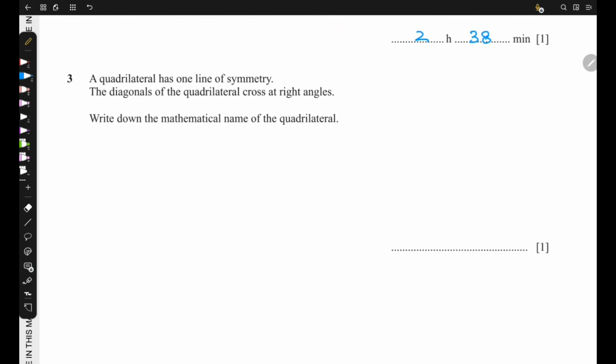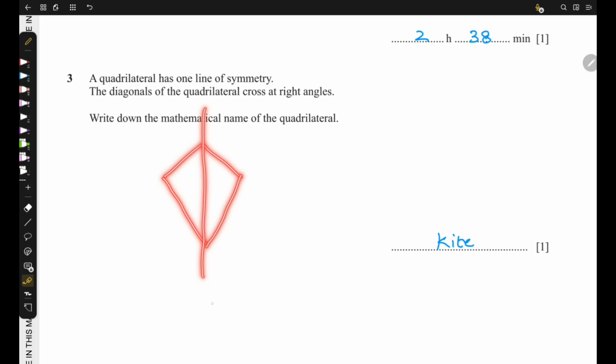Now the third question is, a quadrilateral has one line of symmetry. The diagonals of the quadrilateral cross at right angles. Write down the mathematical name of the quadrilateral. Basically quadrilaterals are polygons that have 4 sides, right? There are different types of quadrilaterals: rectangle, square, trapezium, parallelogram, rhombus. But the one satisfying these two conditions, one line of symmetry and diagonals crossing at right angles, is known as a kite. A kite has only one line of symmetry, and its diagonals intersect at 90 degrees.